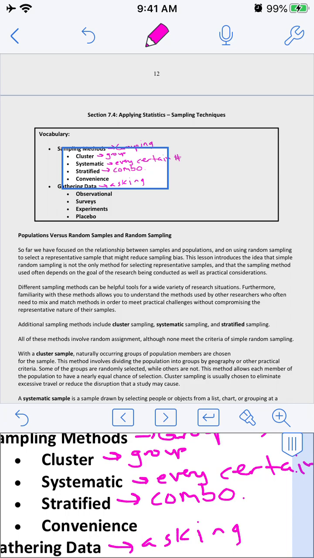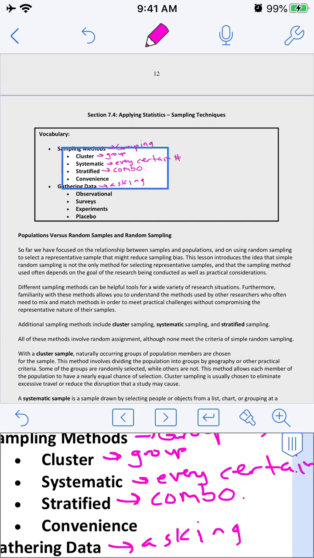Cluster, I ask everyone in the district. Systematic, I would ask every high schooler in existence, every 50th person. That one's a little hard, I know, but we wouldn't use that for an entire population. Stratified is the combo of the two.